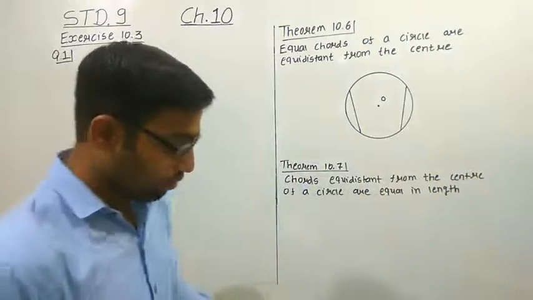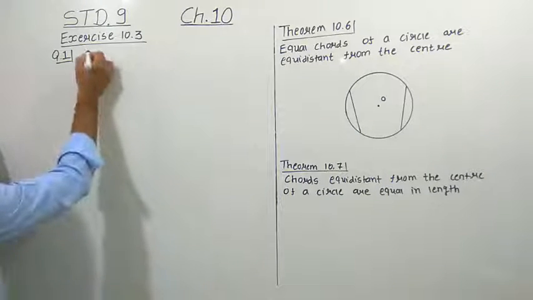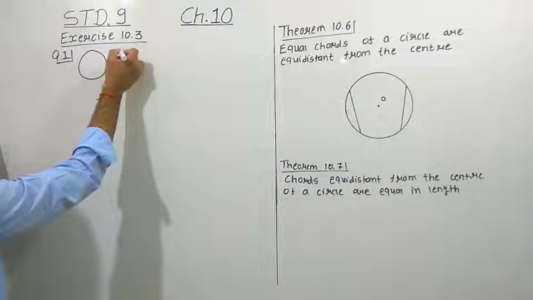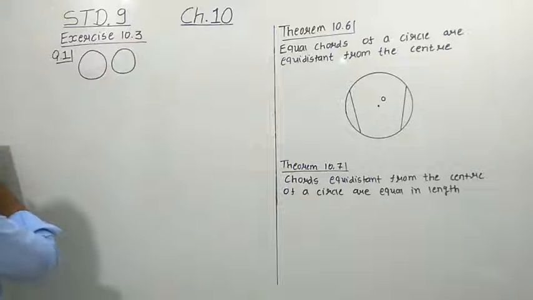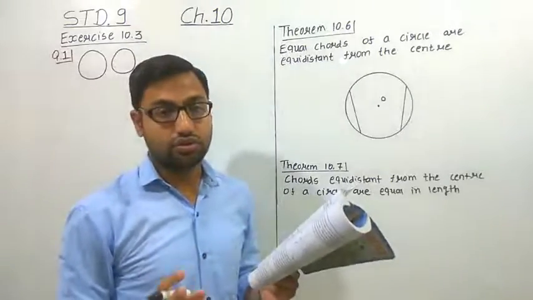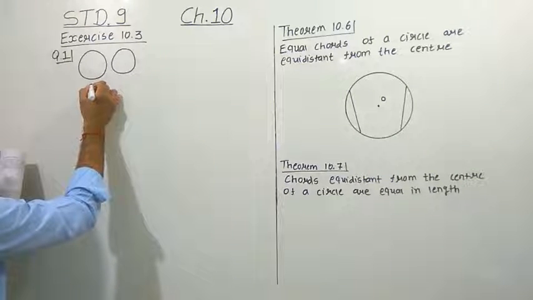So here we have to draw different pairs of circles. Suppose we draw one circle like this and another circle like this. Here we have drawn two circles, but they are not intersecting. So no points are common between these two circles. So no point.